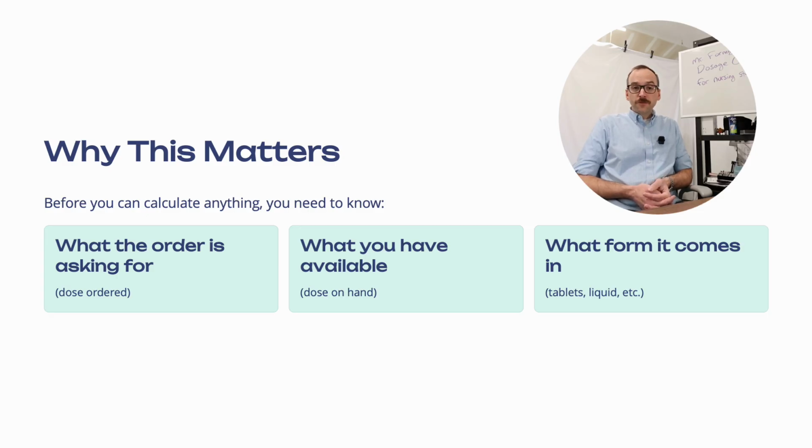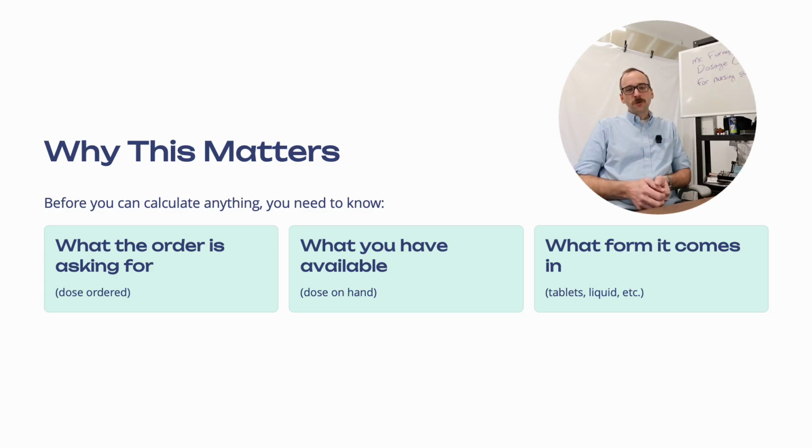We have to know what we have available. What do our pills look like? If I need to give, let's say, 650 milligrams of Tylenol, do I have a 650 milligram tablet? Just a little hint, no, they're usually in 325s, so 650 milligrams of Tylenol means you need 2 tablets, which we're going to get to. That's your dose on hand.